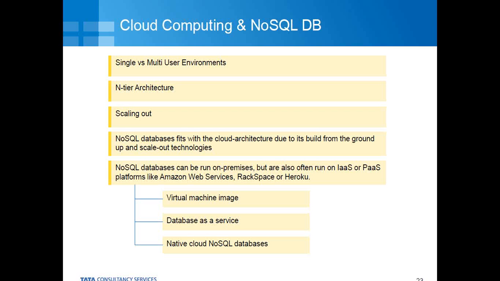In this case, NoSQL databases perfectly fit the cloud architecture because they are built from the ground up, and they have the ability to scale out. The data types they support include JSON and XML along with SQL queries, so they become easier to use with the cloud architecture. In the cloud, it provides three different types: a virtual machine image, a database as a service, or native cloud NoSQL databases that are there in the market.